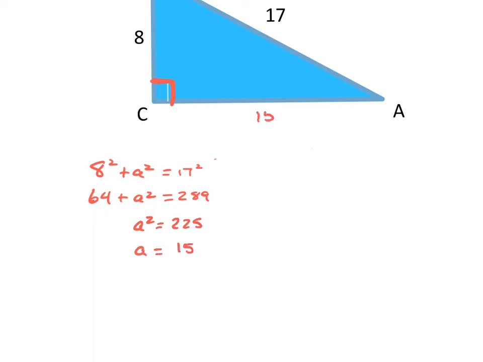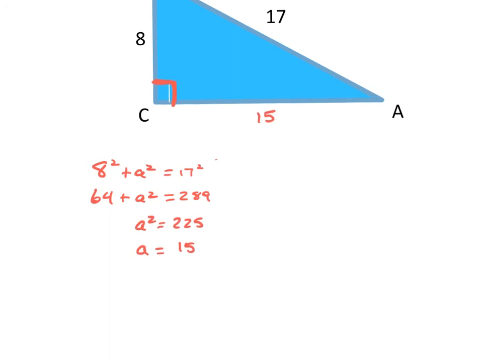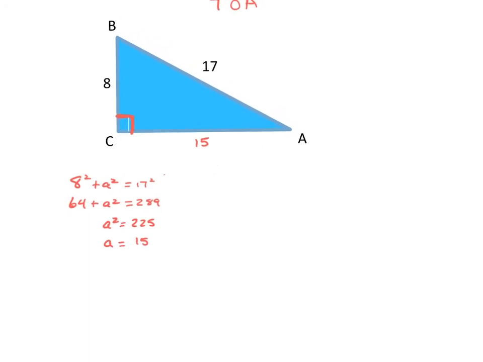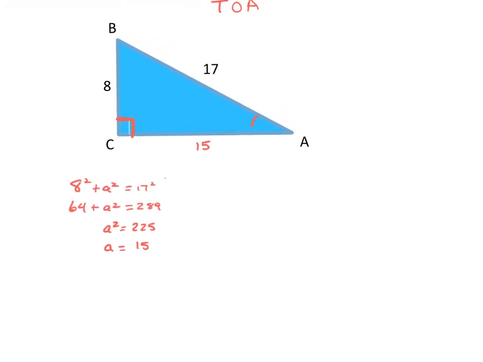Which gave us our third side. Now remember, we've got our three sides. We're going to look for those other remaining two angles. So that's really important. I'm going to go back to what Marcel said and go to A, and I'm going to try the tangent now. The tangent of angle A is equal to exactly what he said, the opposite over the adjacent, which is 8 over 15. Now, if I put that in my calculator, will it give me an angle?